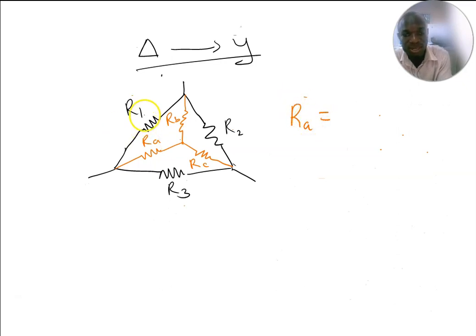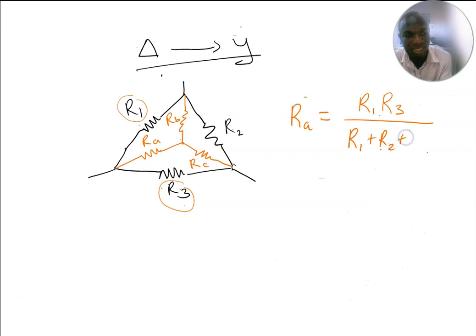RA is simply the product of the adjacent resistors. If you look at RA, the resistors that are closer to it are R1 and R3. So that will be the numerator: R1 multiplied by R3, all divided by the sum of all the external resistors, which are R1 plus R2 plus R3. Do you get it? Yes, that's the concept.